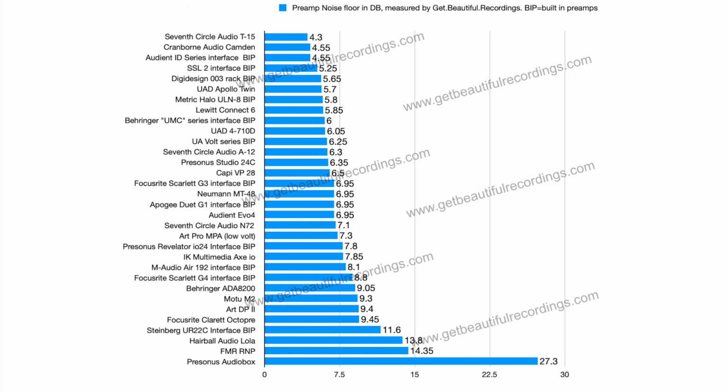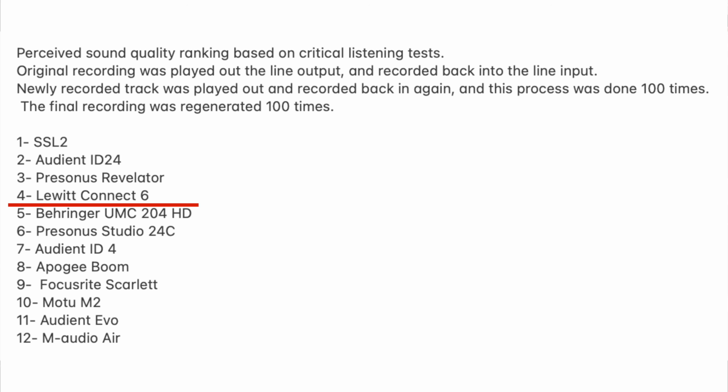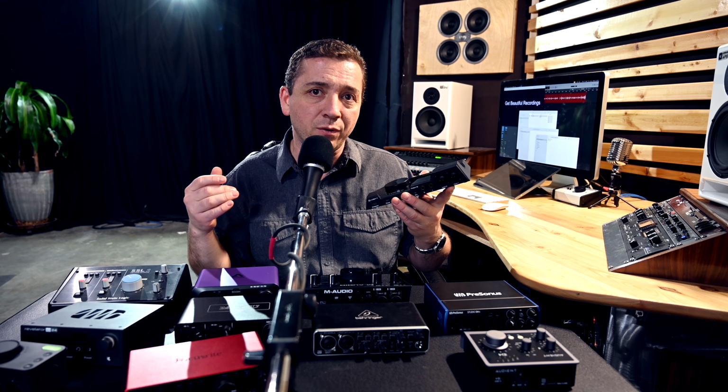The preamp scored a noise floor of 5.85, which is among the lowest noise floor of any of these audio interfaces and still beats a lot of standalone preamps. The line inputs and outputs all scored really well. The headphone output scored really well, although the volume of the headphones was fairly low.